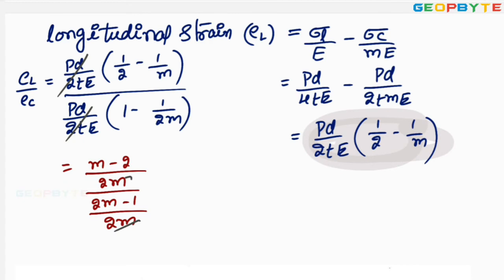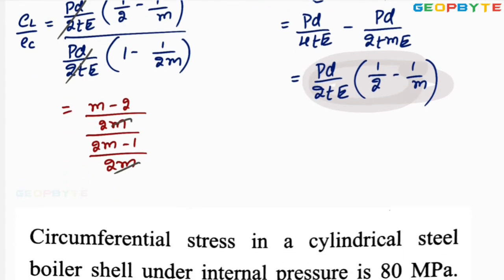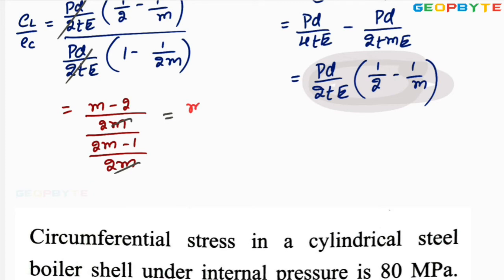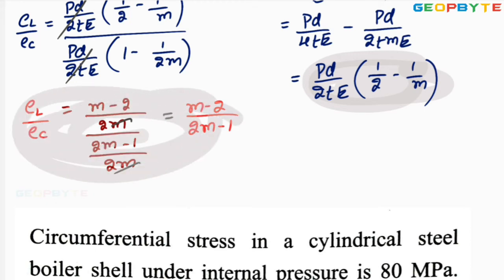This 2M cancelled. It is equal to m minus 2 divided by 2m minus 1. That is the ratio between the longitudinal strain and circumferential strain. I hope all of you understood.